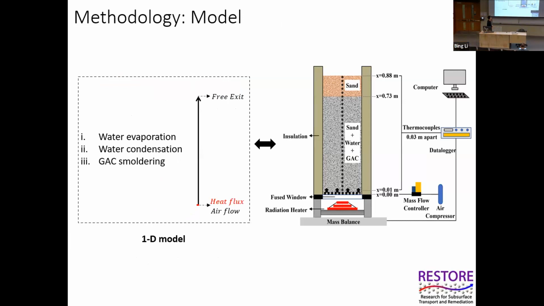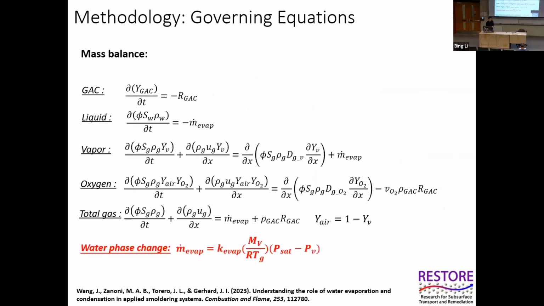And these experiments were used to validate our model. In this model, we consider water evaporation, basically water phase change, and the GAC smoldering. The problem was solved using Galerkin equations. So we solved the mass conservation of GAC, liquid water, water vapor, oxygen, and total gas. The water phase change was solved by a non-equilibrium phase change simulation. Basically, you can see it's governed by the saturation, the water vapor pressure, and the vapor pressure.